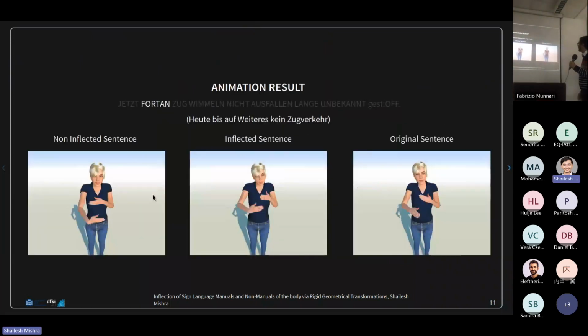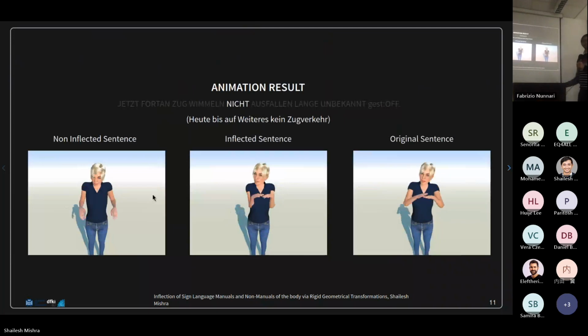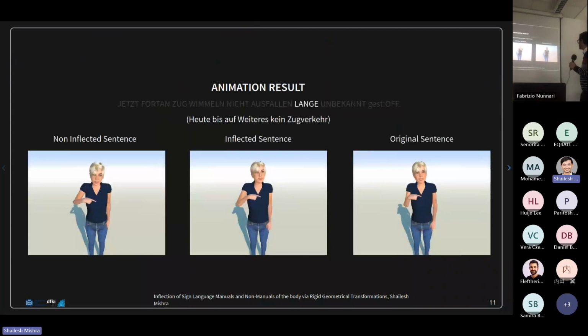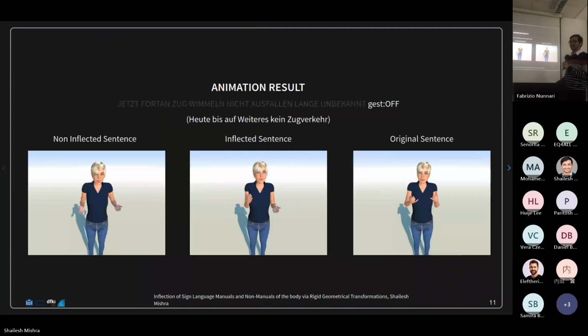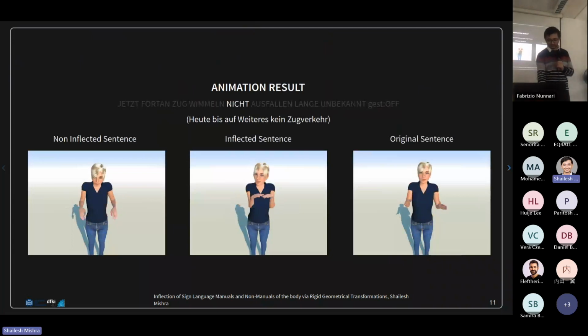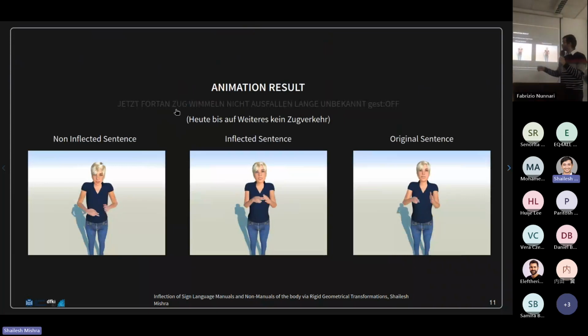First I will play back the animation. And please take a moment to observe it. So now that's played. So let's pause it and let's go to here. Just here you can see that the non-inflected version is completely different.